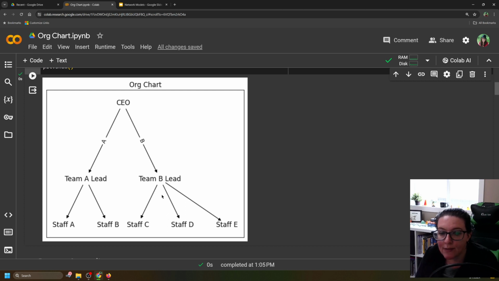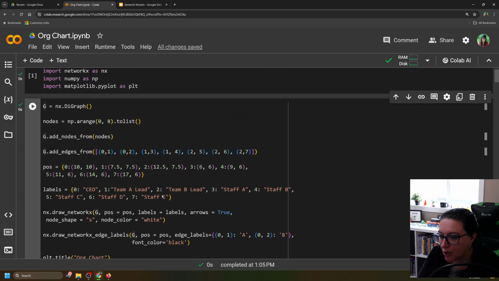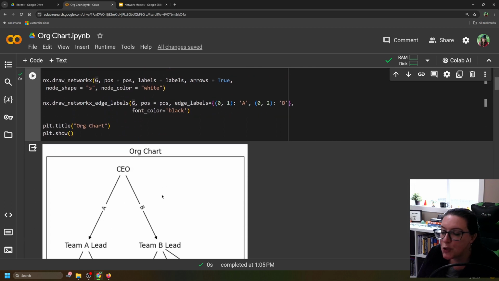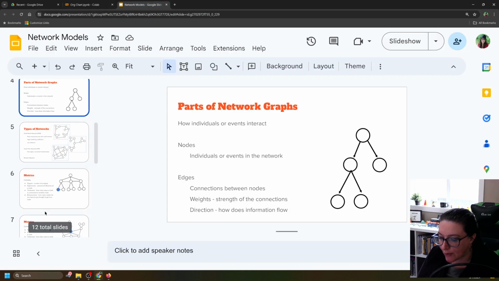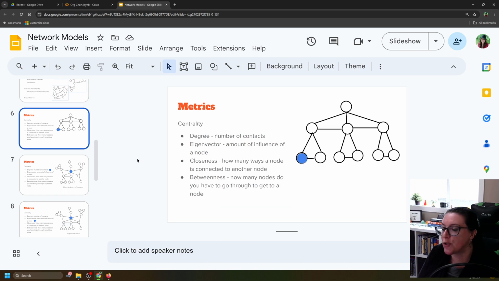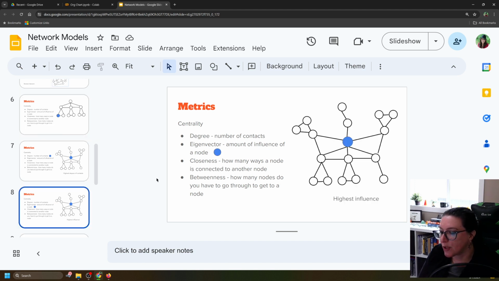Once you have created this chart, and we call this chart G, then we can analyze this chart to look at the level of centrality within our organization. When we talk about centrality, there are different ways to measure it. We can look at the number of contacts that any particular node has, looking for the individual who has the most contacts, the most people they interact with. We can look at eigenvector, the amount of influence a node has.